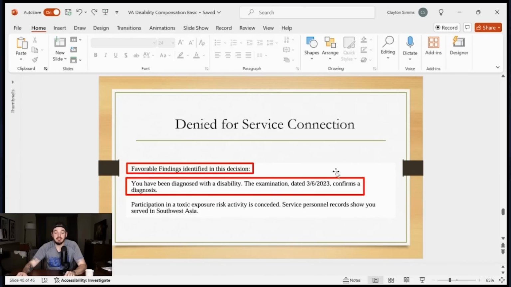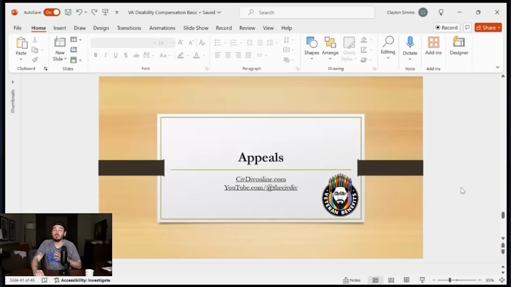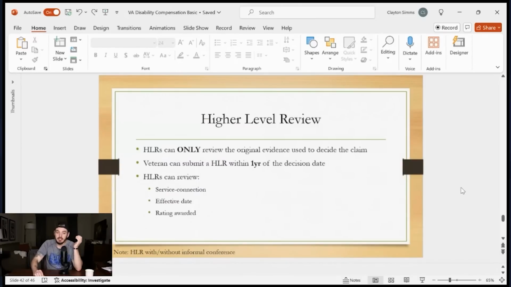And then if you submit a secondary claim, let's say you did IBS secondary to PTSD, another favorable finding would say, hey, your PTSD is service connected. The primary disability has been service connected, but you're still denied. So that's favorable findings. Now the question is, what do you do about it? So we have the appeals here.